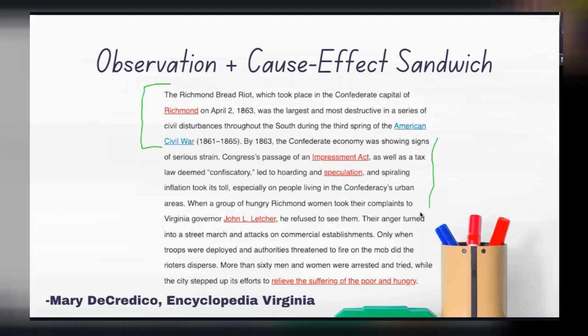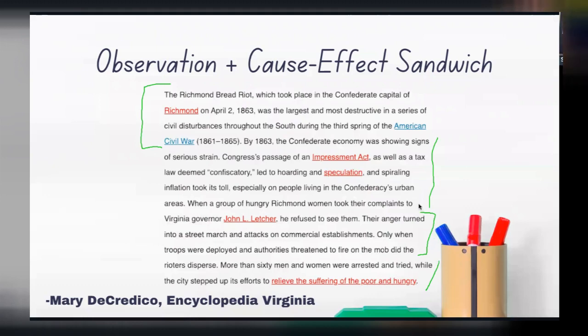This is followed immediately by a very quick explanation of the event, and finally concluded with the effects of the event. So in the end, it says more than 60 men and women were arrested and tried while the city stepped up its efforts to relieve the suffering of the poor and the hungry.